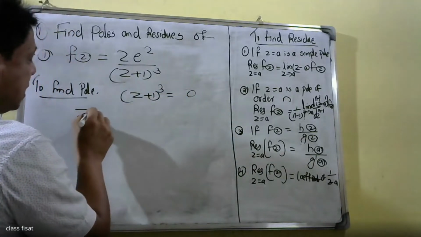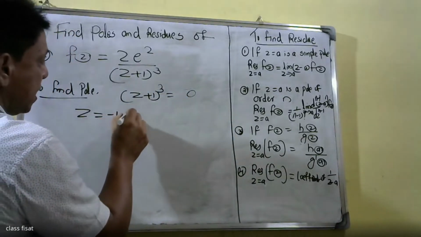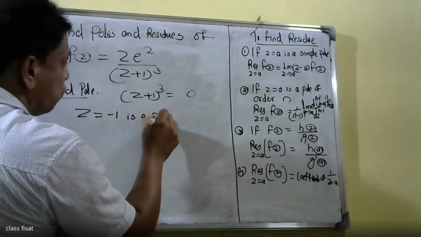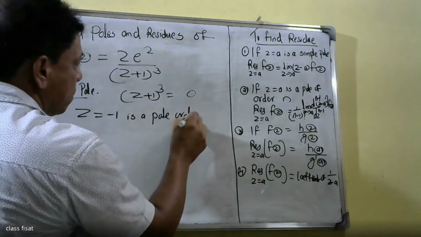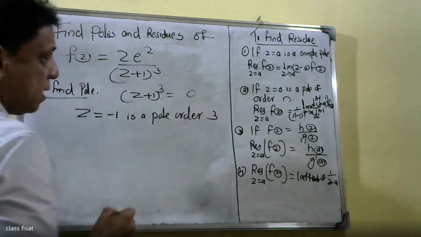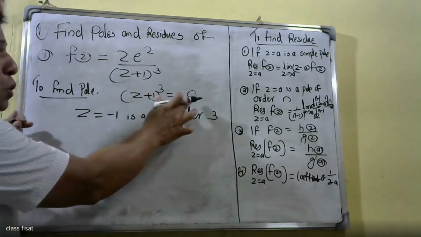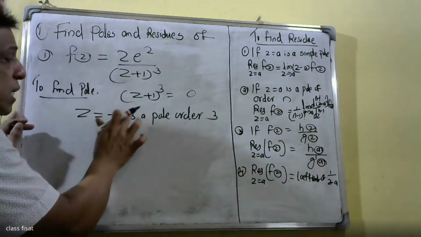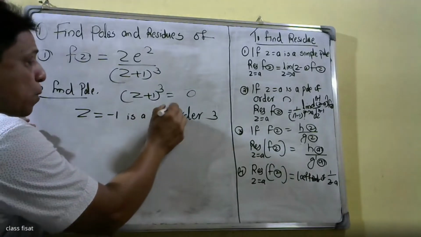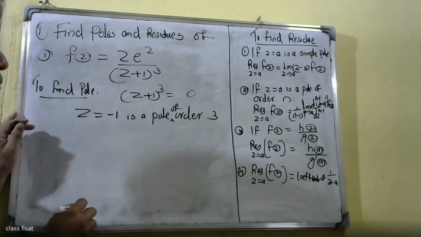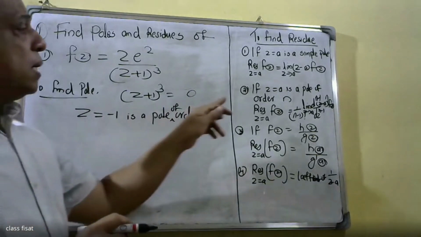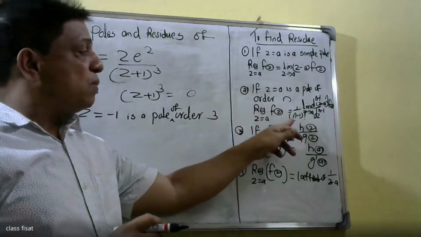So z equal to minus 1 is a pole of order 3, since (z plus 1) whole cubed is equal to 0. Z equal to minus 1 is a pole of order 3. Now we will use the formula for a pole of order n.